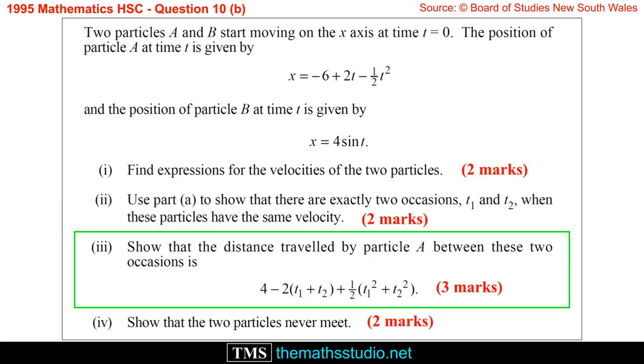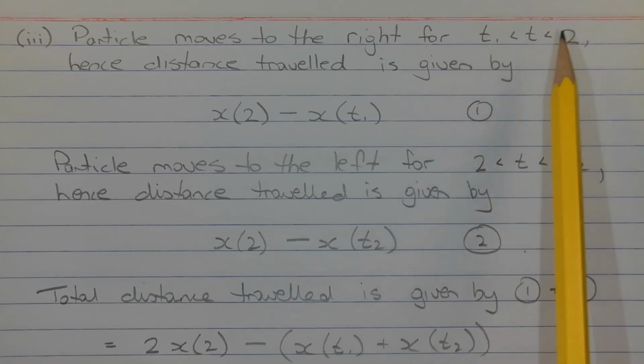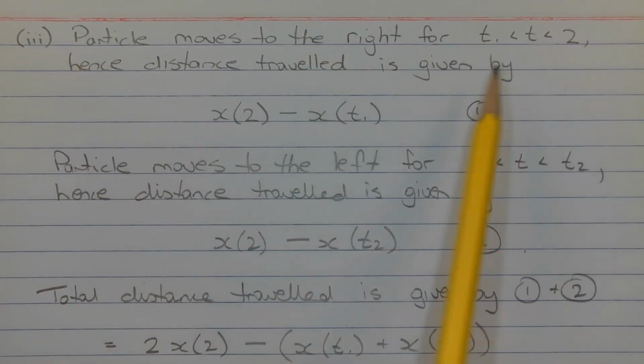Part 3. Show that the distance travelled by particle A between these two occasions is 4 minus 2 times open bracket t1 plus t2 close bracket plus half times open bracket t1 squared plus t2 squared close bracket. For values of time between t1 and 2, where t1 is less than 2, the particle is moving to the right. Hence, the distance travelled is given by x of 2 minus x of t1. We'll call this expression number 1.